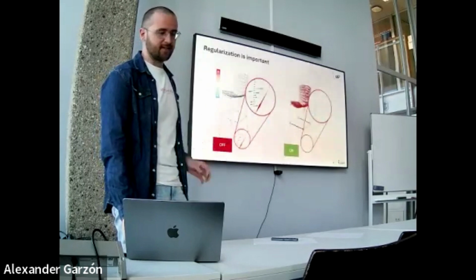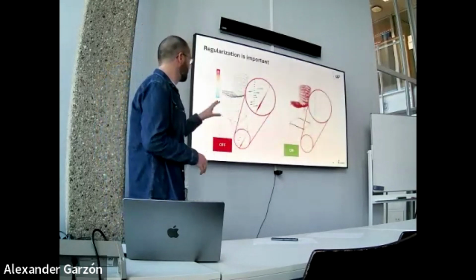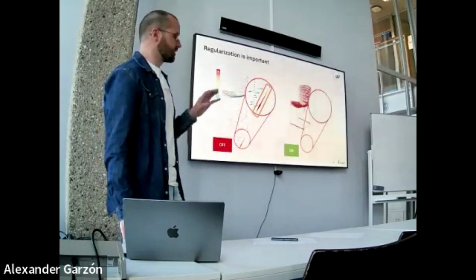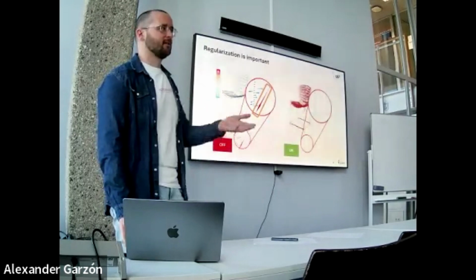For point clouds, you need to take care that this fitting is done well, so you need to regularize, because otherwise you get really bad gradients that explode. So that's something you have to take care of, and we describe it in this paper.